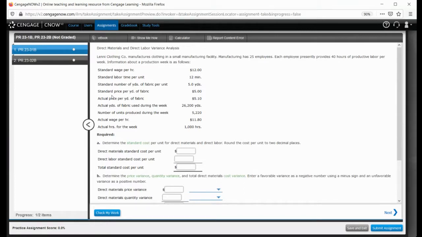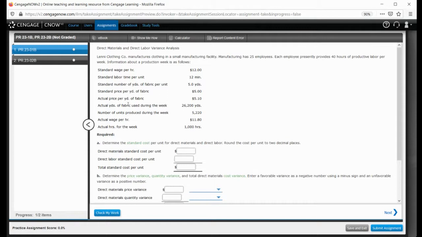They will probably go to their purchasing department for this type of information. All of the standard items that we've been talking about, the company has to come up with these before they start production. And so these are budgeted amounts. Then what this problem has given you is what's actually happened.